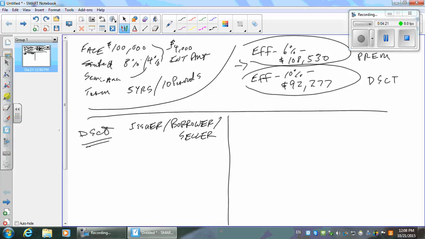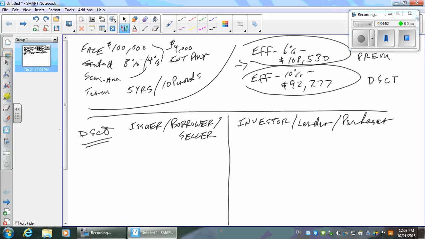On the other side, these guys are what? The investor. The other company's buying it, right? Or an individual. Investor. Lender. See how those match up? Investor and issuer, lender and borrower, and purchaser. It means the same thing. Got the idea? No big deal, huh?